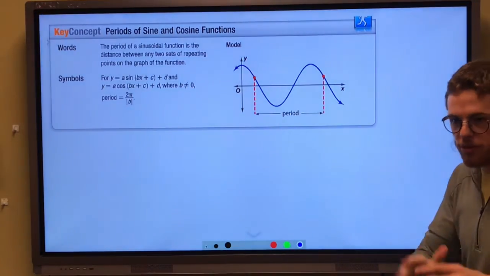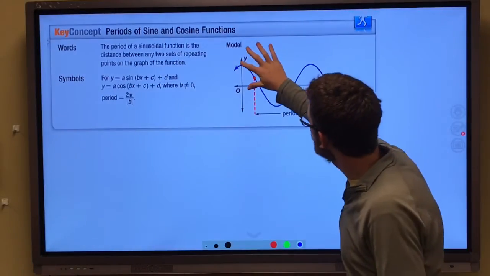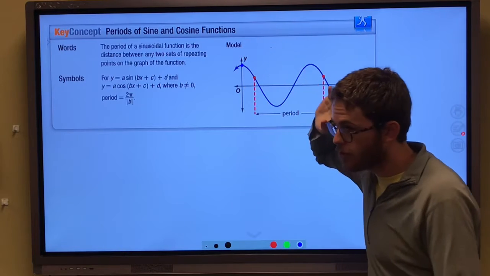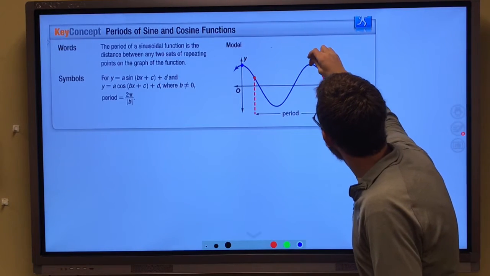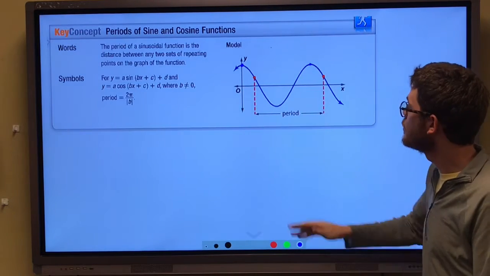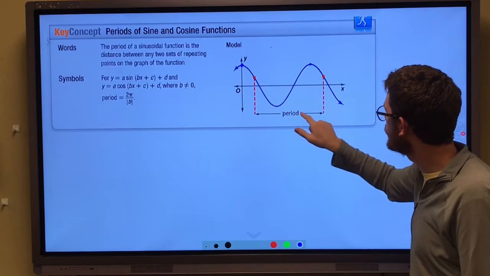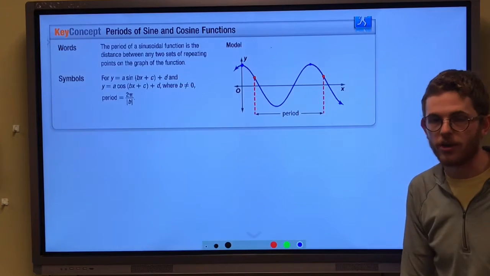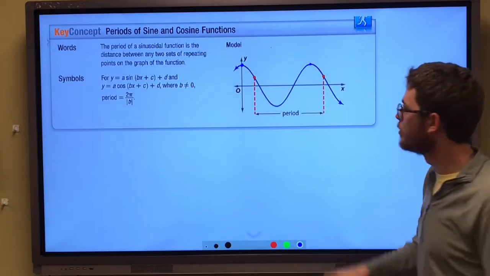And we talked about period before in a previous video. One easy way is to start with one crest and find how long until we get to that identical crest. So a top crest to a top crest or a bottom crest to a bottom crest. That's one way we can calculate our period.